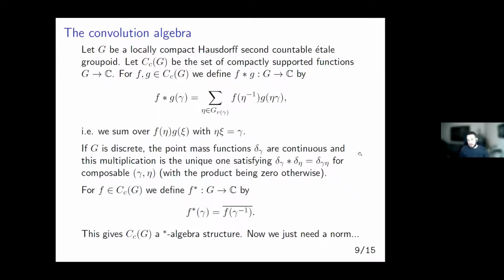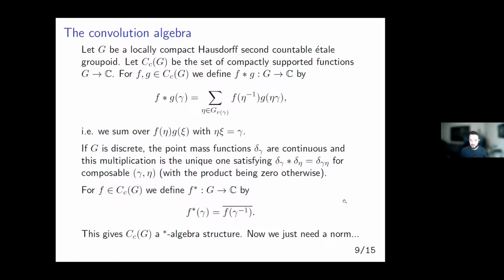We also need a star, because part of being a C-star algebra is having this involution. The one we define is the same as the group C-star algebra, if you're familiar with this. You say f star at gamma is the function obtained by inverting the element in here and then taking a complex conjugate outside. This is the standard construction for the star structure when you have functions into the complex numbers.